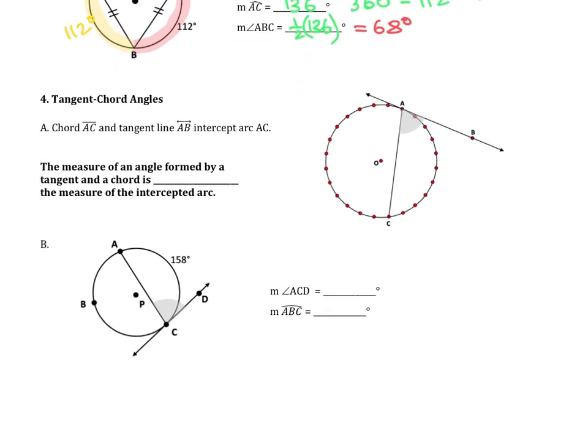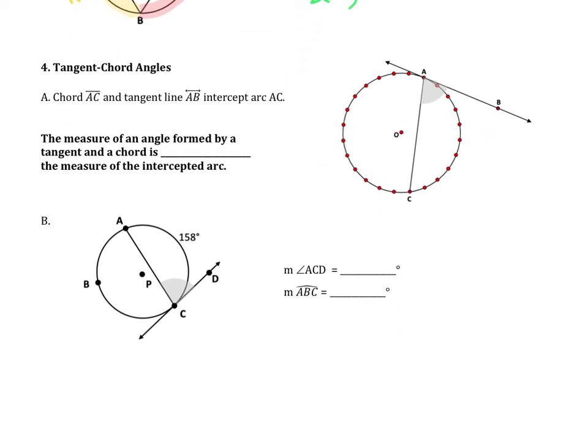Now the last rule in these notes talks about the angle between a tangent and a chord. And the rule says that the angle between a tangent and a chord is equal to half of the intercepted arc. So as you can see, line AB is a tangent, and segment AC is a chord, so the angle between them is half of the intercepted arc.